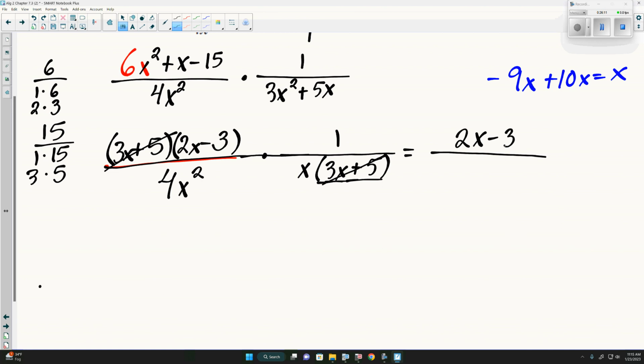In the denominators, we have 4x squared times x. So we'll still have the 4x to the third, because x squared times x would be x cubed. So this here would be our final answer. Any questions on any of this here?